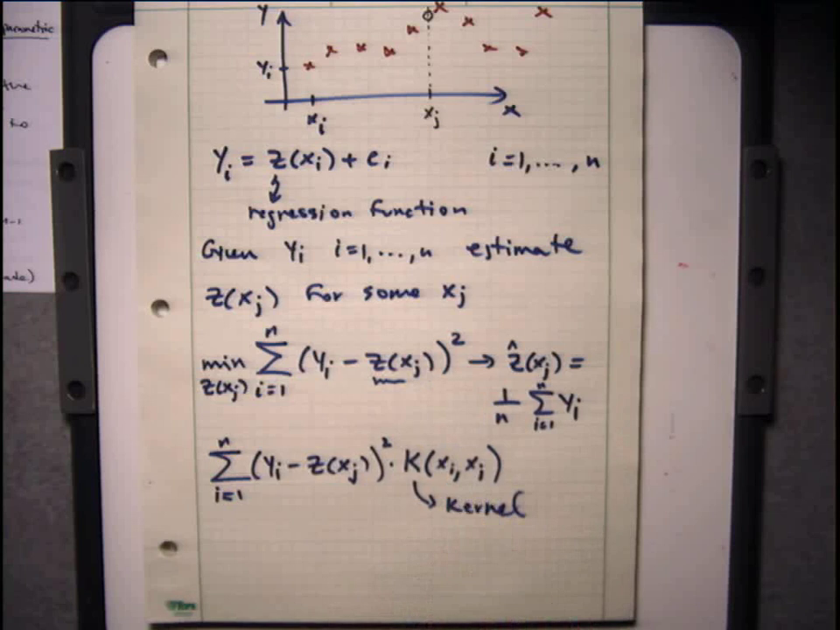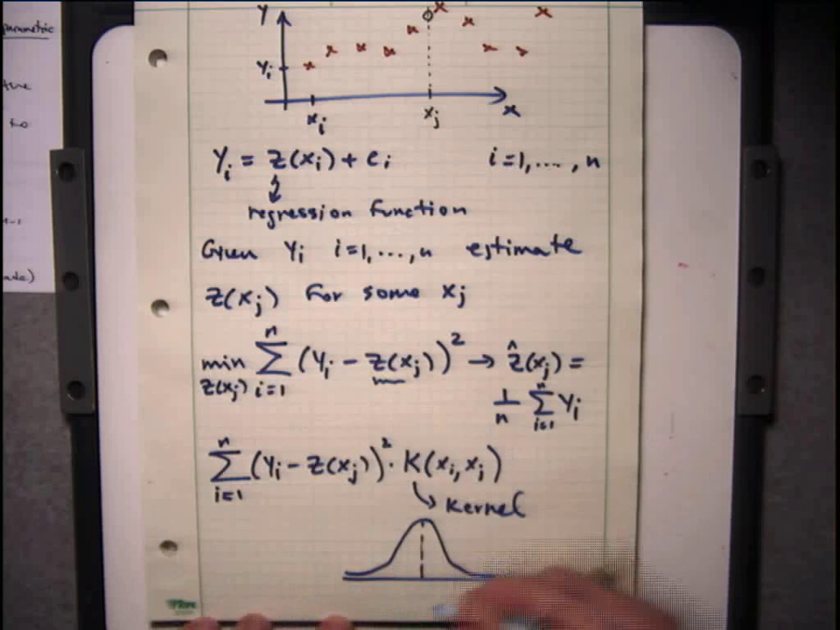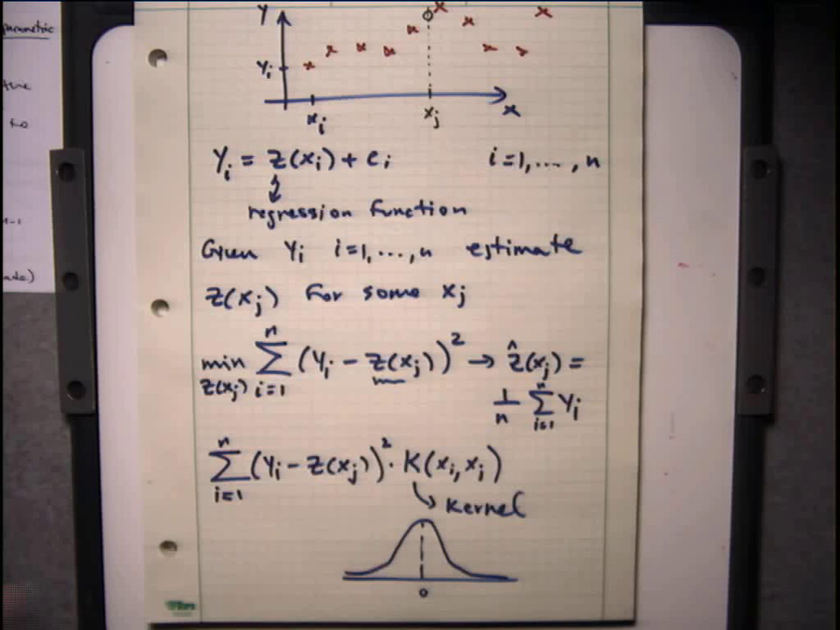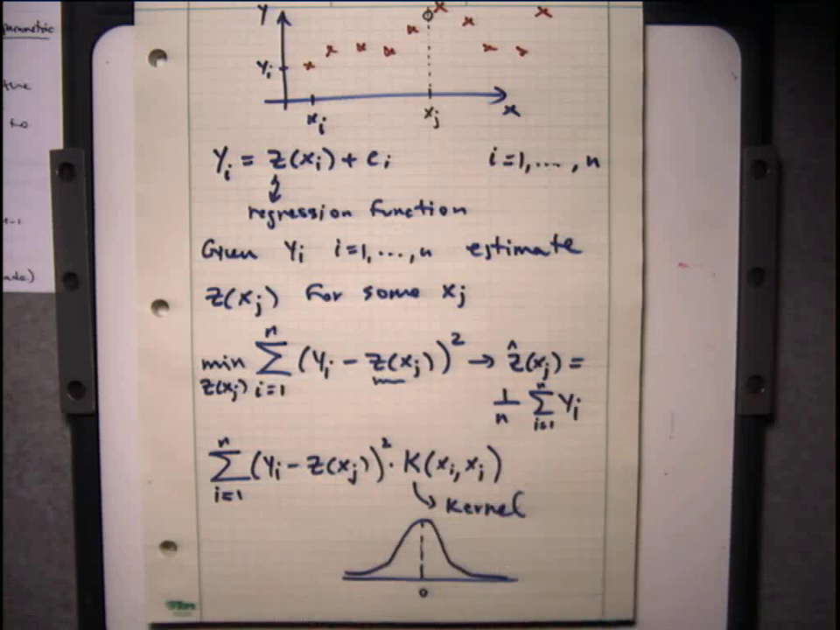So what this is going to look like is some function like this. Okay? And it's going to be centered around 0, which means that if these 2 points are right next to each other or right on top of each other, then that point gets the highest weight. Okay?